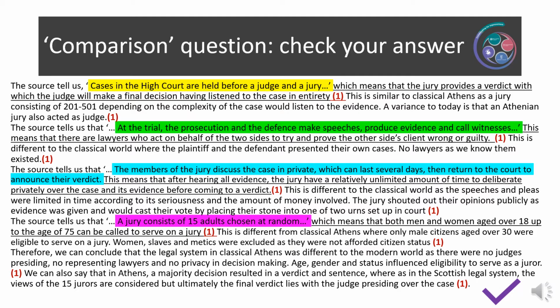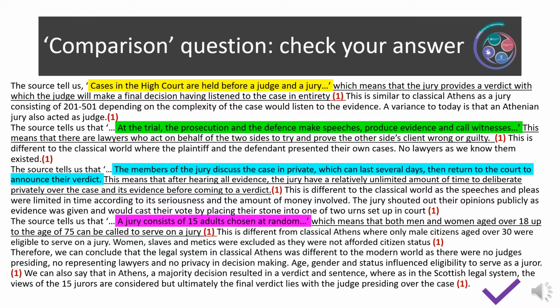The source tells us that, quote, at the trial, the prosecution and the defence make speeches, produce evidence and call witnesses. This means that there are lawyers who act on behalf of the two sides to try and prove the other side's client wrong or guilty. This is different to the classical world where the plaintiff and defendant presented their own cases. No lawyers as we know them existed.